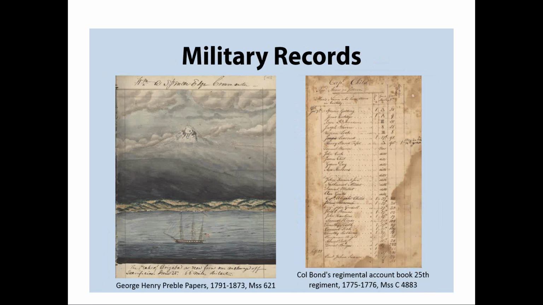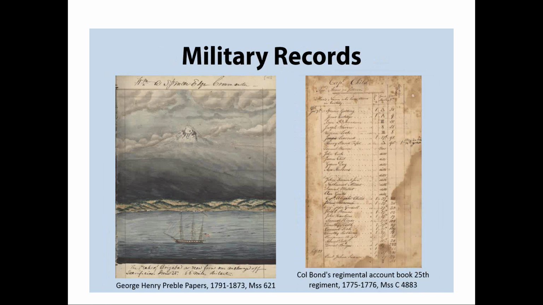The NEHGS manuscript holdings include collections with soldier correspondence, military account books, orderly books, military commission certificates, and muster rolls. The image on the left is a watercolor painting in a ship's journal for the USS Warren from 1839. The journal is part of the George Henry Preble Papers. Rear Admiral Preble was elected a member of NEHGS in 1866, became a life member in 1869, and remained a member to his death in 1885, and donated his papers to our society.